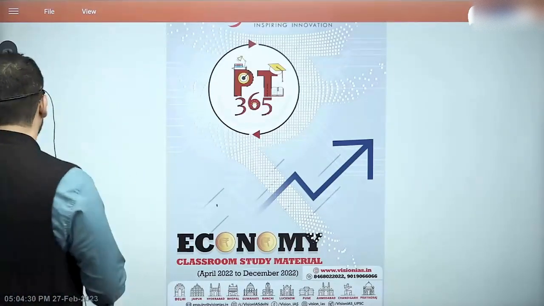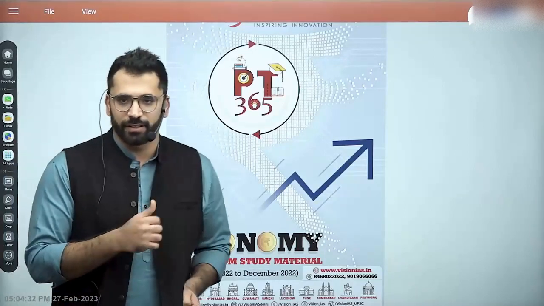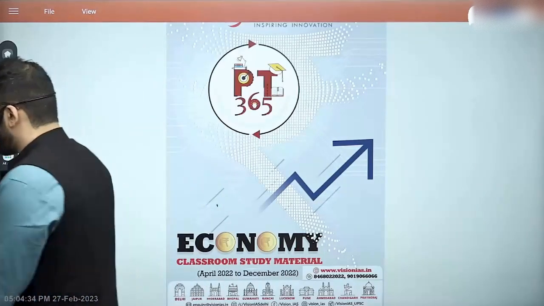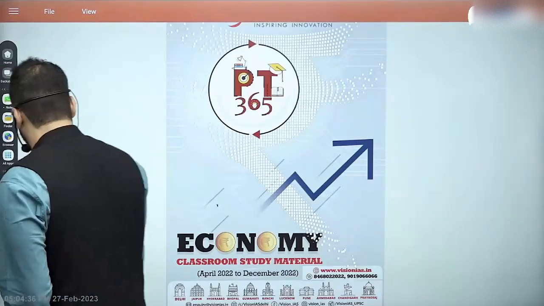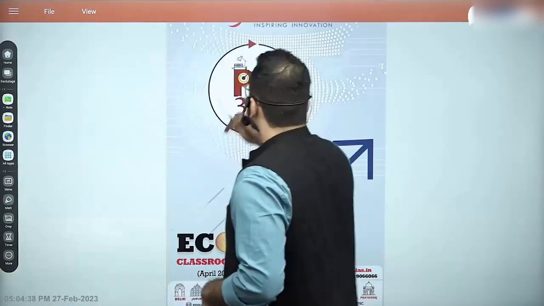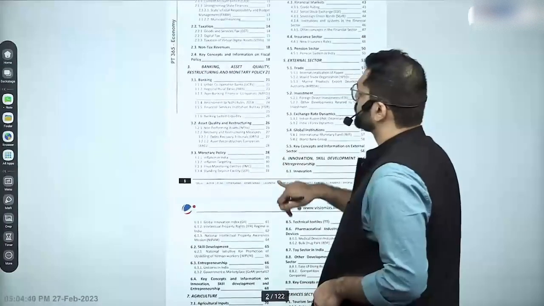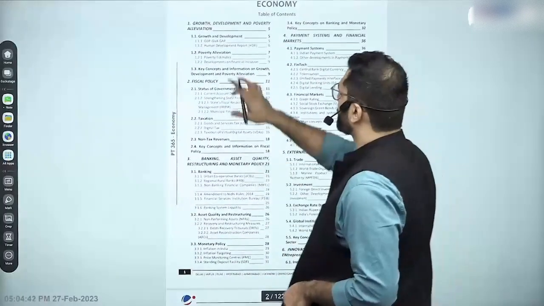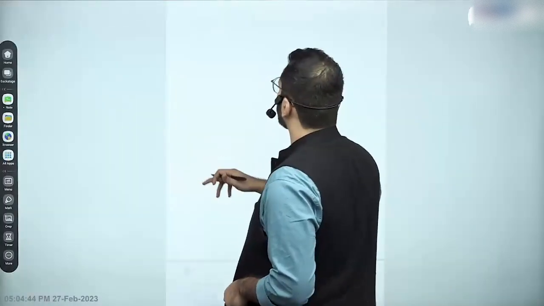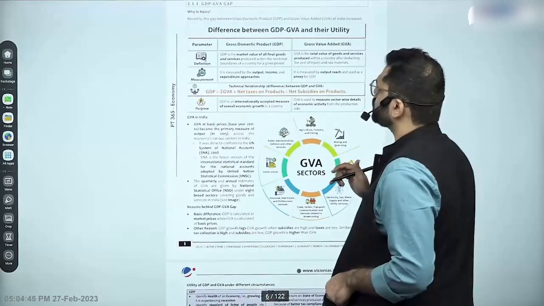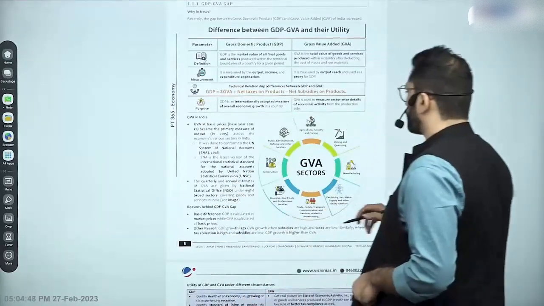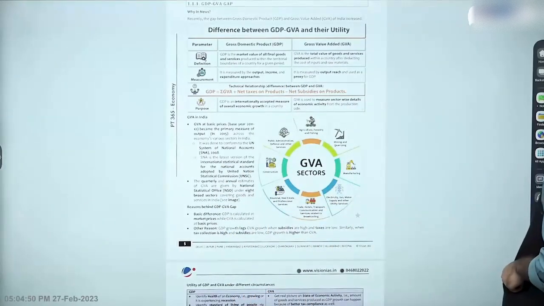Let's start with the first topic. Everyone has the document? The first topic is your GDP GVA mismatch. So before going into the details here, what exactly is it trying to say.